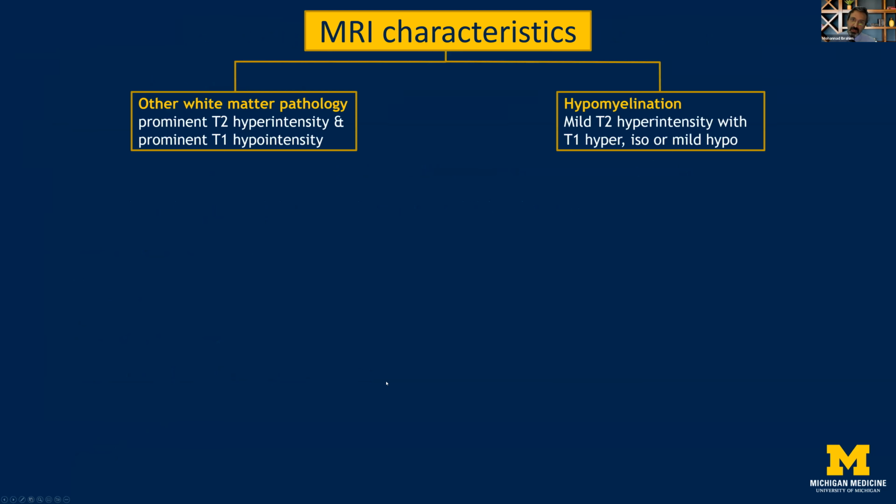So, with all of these we talked about, when we approach these disorders, we need to characterize the MR imaging features and decide for ourselves: is this a hypomyelinating disorder, where the signal changes are mild and reflect what you would see in a young age group, or is it something else, where the signal changes are very prominent? The T2 is very bright, and the T1 is very hypointense.